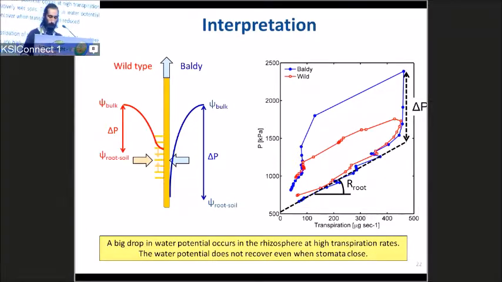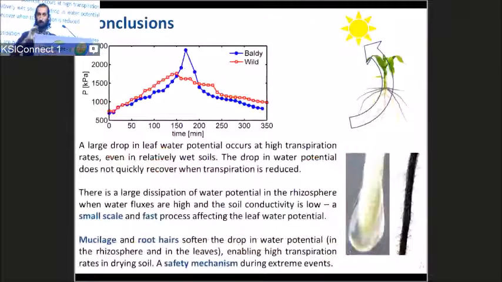So I come to the conclusion. A large drop in leaf water potential occurs at high transpiration rates, even in wet soil. And this you measure. And what I found out based on these things is that this potential loss, this tension, actually is due to big gradients in a very tiny region of soil around the roots.